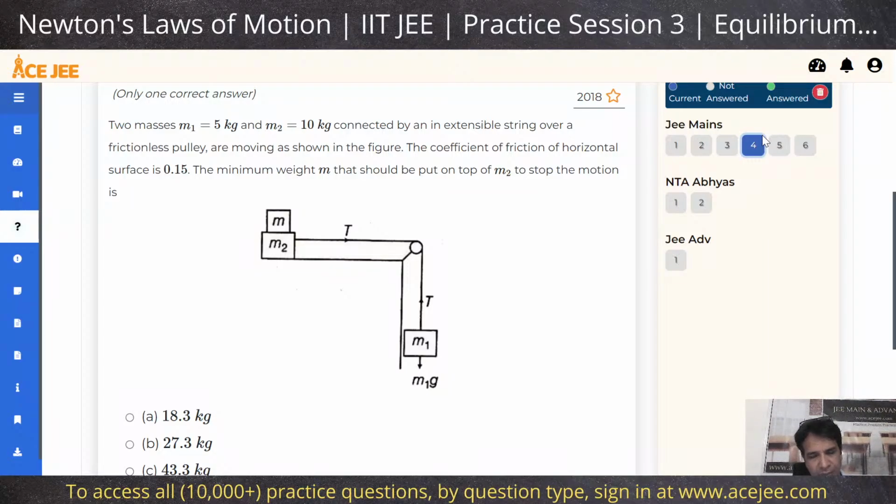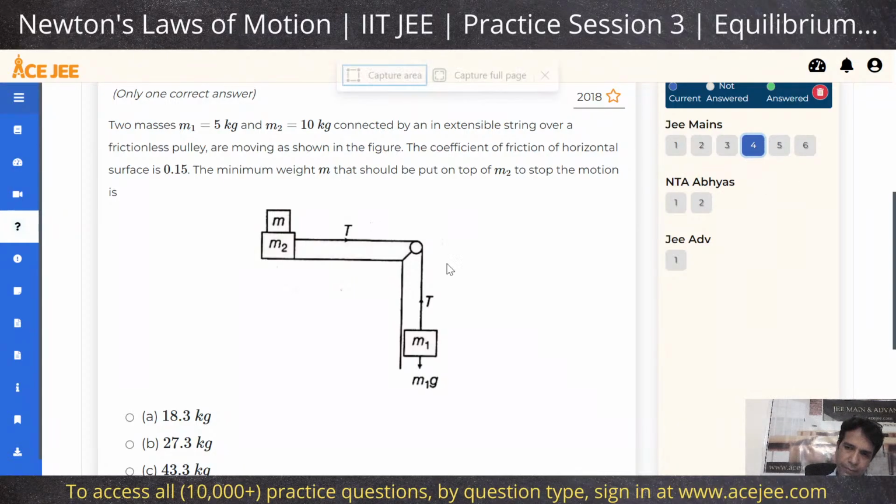Right? Minimum. That means limiting friction. So what will be the frictional force between M2 and the ground? There will be mu times the normal force. Normal force will be M plus M2. Correct, Namita? M plus M2 times G. And that will be equal to M1G. Yes?